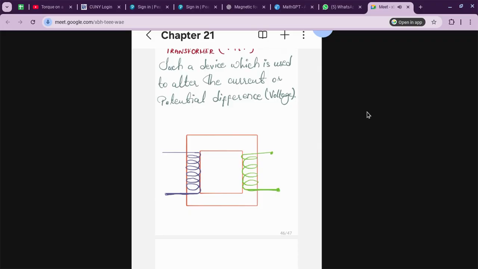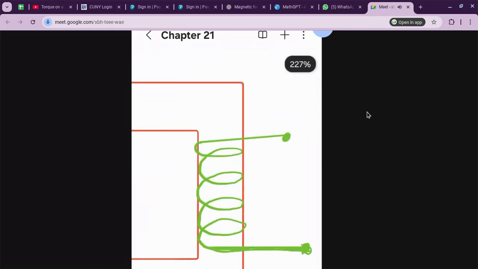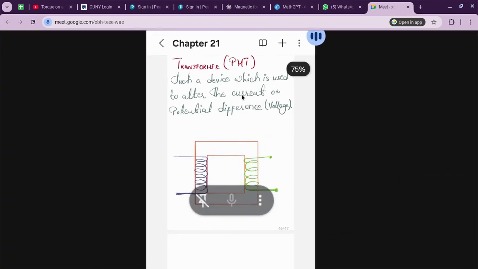Do you get it? Do you get it, Pira? Yes.